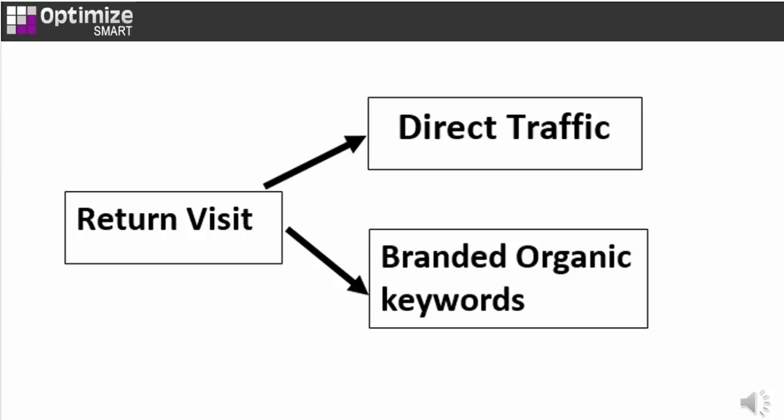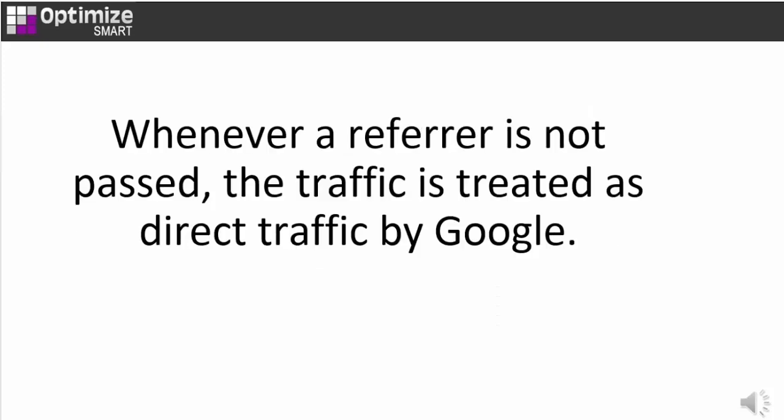conversions by Google Analytics. All untagged or improperly tagged marketing campaigns from display ads to emails could be treated as direct traffic by Google. Whenever a referrer is not passed, the traffic is treated as direct traffic by Google. For example, mobile applications do not send a referrer, Word and PDF documents do not send a referrer. 302 redirects sometimes cause the referrer to be dropped. Sometimes browsers do not pass the referrer. During HTTP to HTTPS redirect or vice versa, the referrer is not passed because of security reasons. All such traffic is treated as direct traffic by Google.